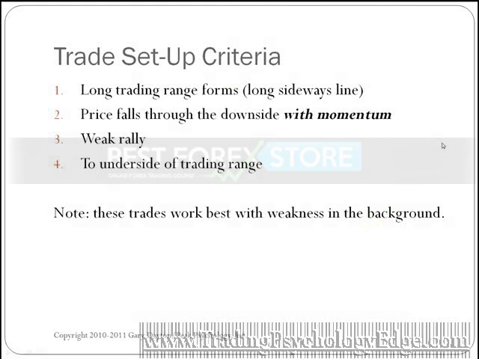And here's the criteria for it. We see a good, solid, long sideways line or trading range. The longer, the better. Price falls through the downside with momentum. I showed you a couple of variations on that as well. We get that weak rally back up to the underside of the trading range. And clearly, it works best with weakness in the background. So construct your story of weakness.